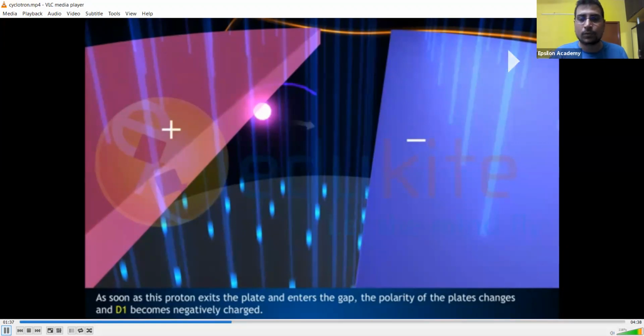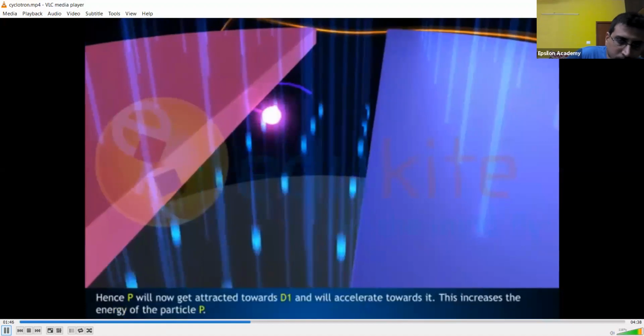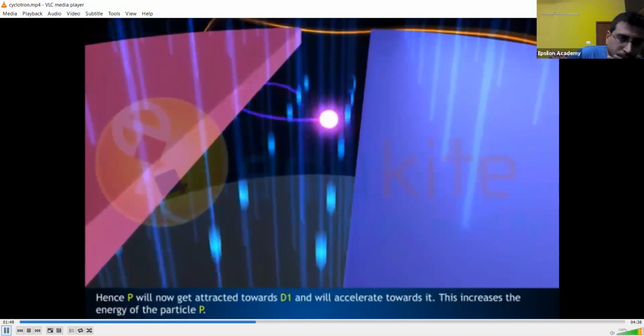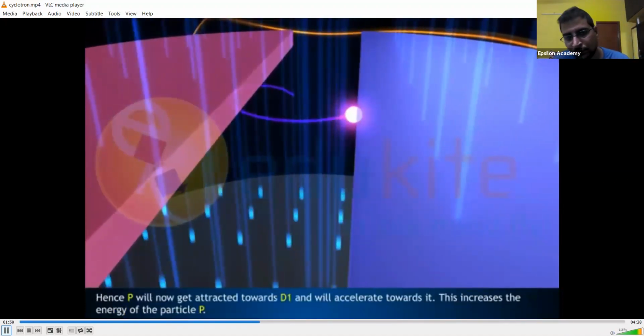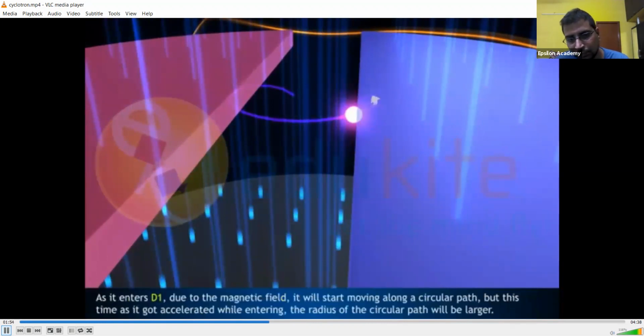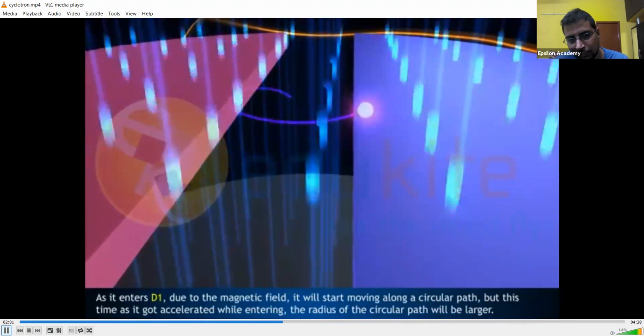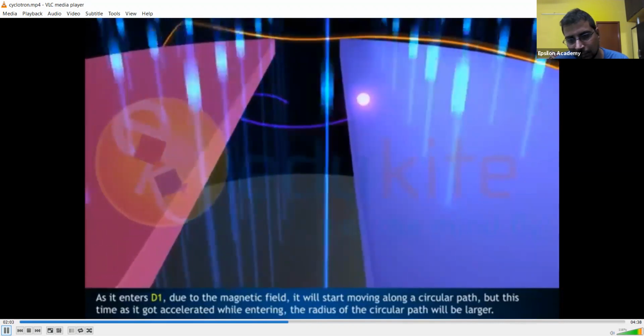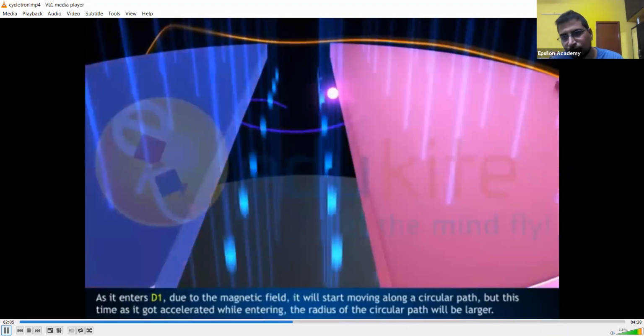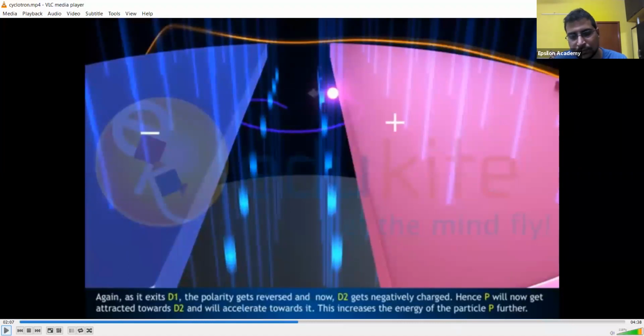The proton exits the plate and enters the gap, the polarity of the plates changes, and D1 becomes negatively charged. Hence, P will now get attracted towards D1 and will accelerate towards it. This increases the energy of the particle P. As it enters D1 due to the magnetic field, it will start moving along a circular path. This time, as it got accelerated while entering, the radius of the circular path will be more. Again, as it exits.